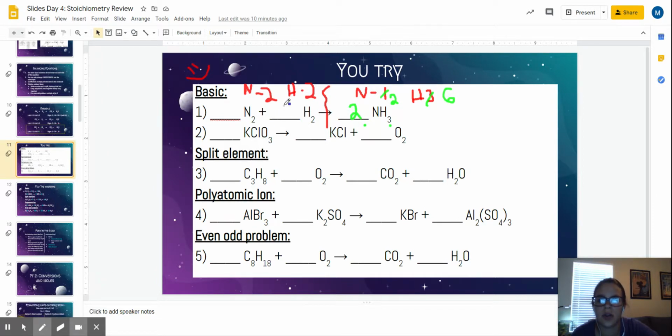So let's put a 3 out in front here, because that's going to multiply that 2 and give us a 6. So that is our balanced equation there. All right, let's do the next one.